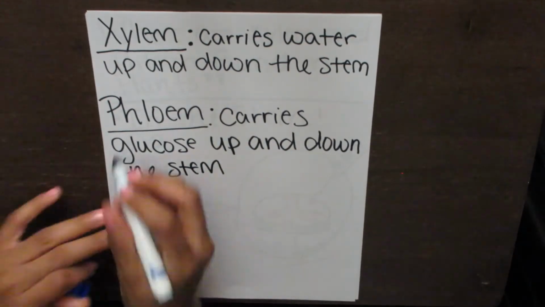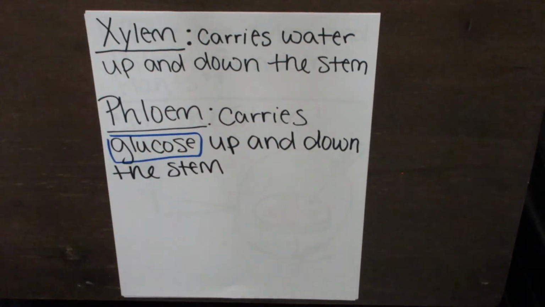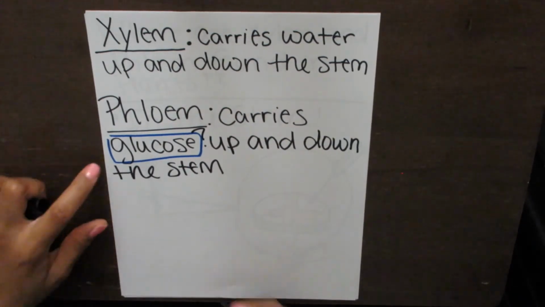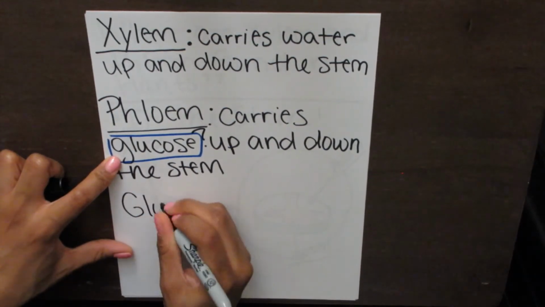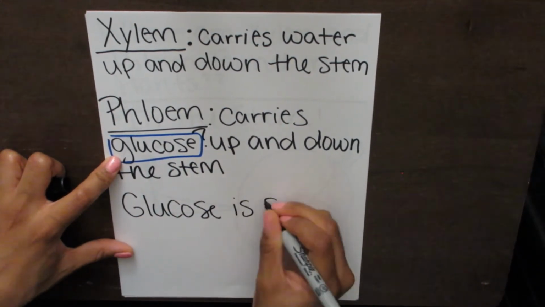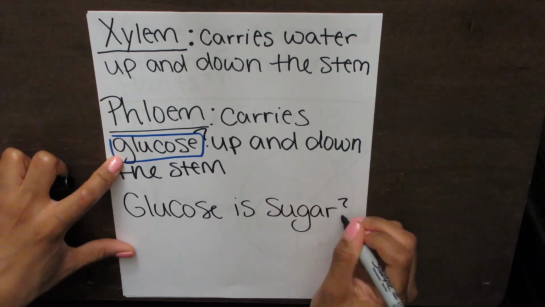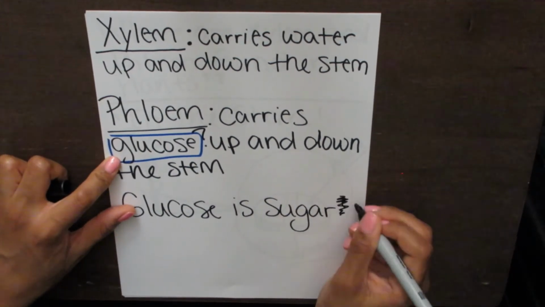Now glucose, that's kind of a different word. We've talked about it briefly, but what does it mean? What does glucose mean? So glucose is sugar. That's it. Glucose is just sugar. Phloem is moving sugar up and down the plant.